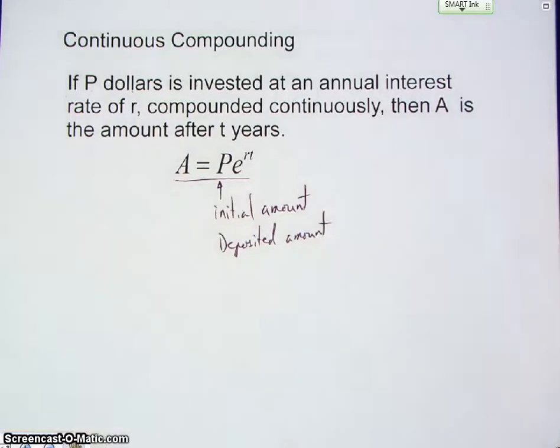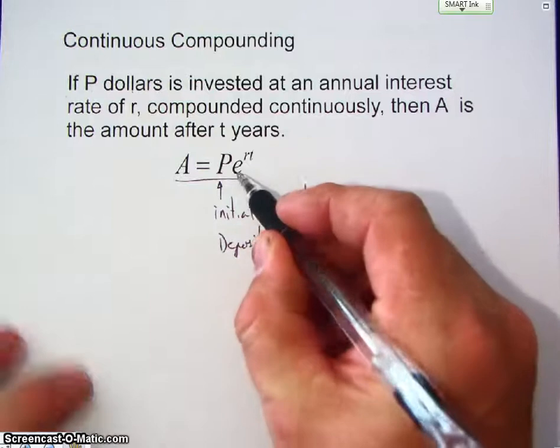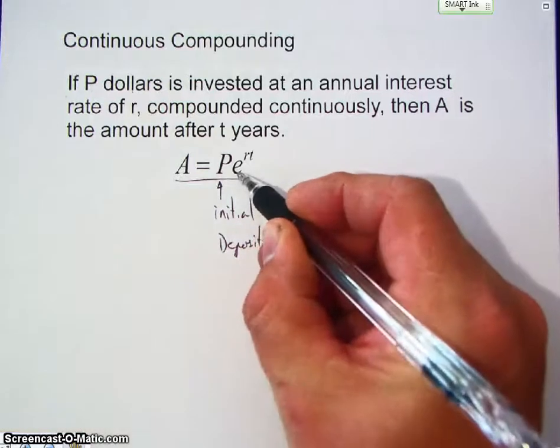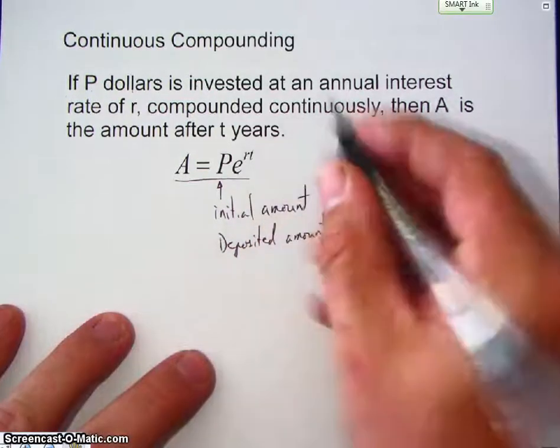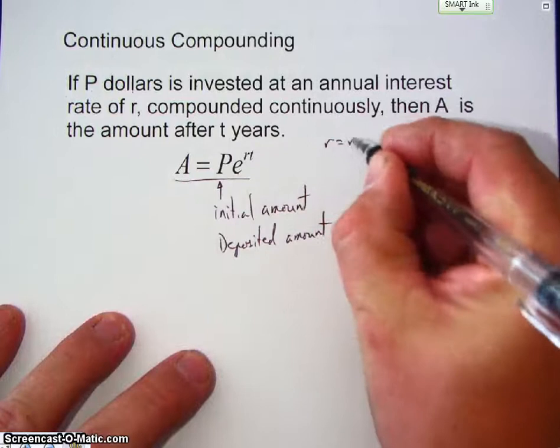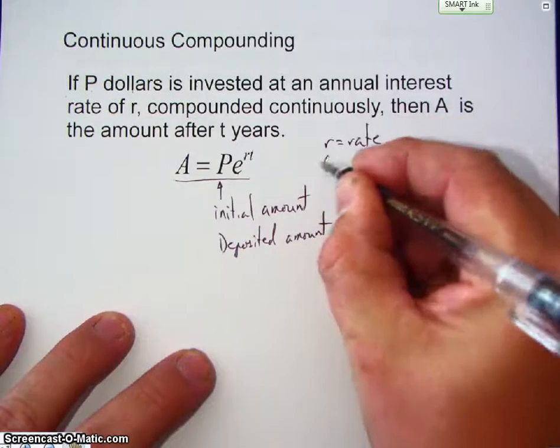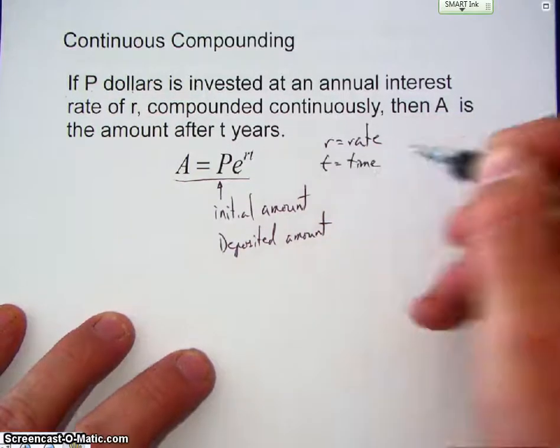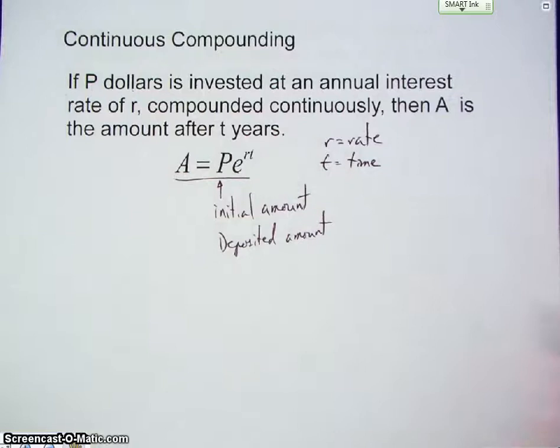All right. So if I'm going to the bank and I open an account and I deposited some money, that would be P. E, remember, that's our value, all right? R is our rate. T is time. All right? And A is what our amount is after a specific amount of time has elapsed.